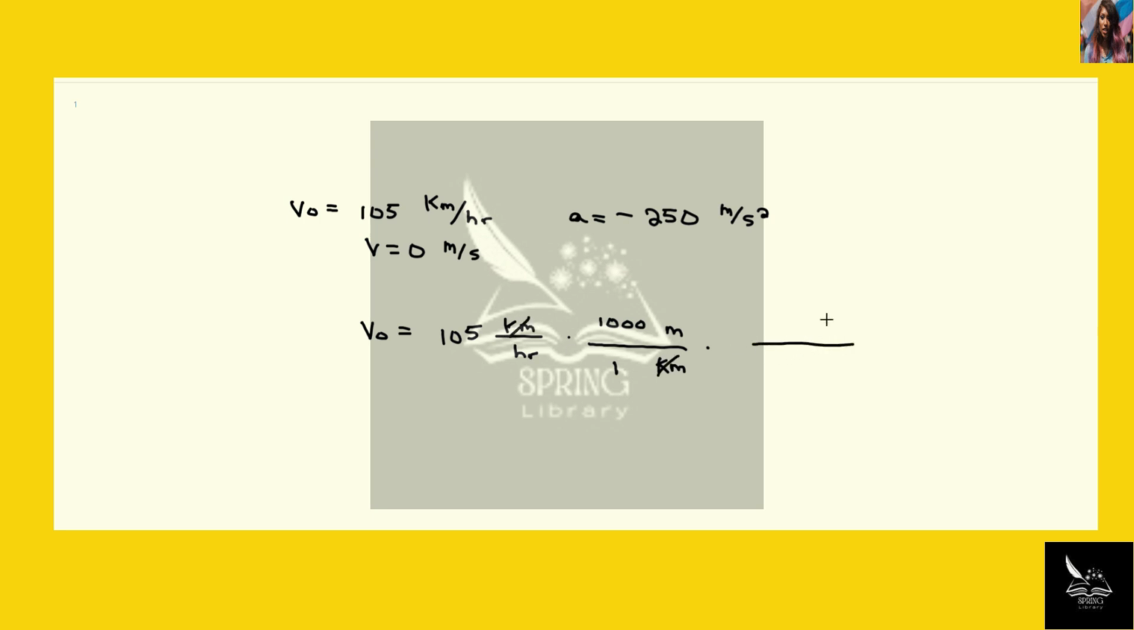I also need to convert the hours. So hours goes up here into seconds. 1 hour is 3,600 seconds. And then the hours cancel. The result of this is 29.2 meters per second. And now we can actually proceed with the problem.